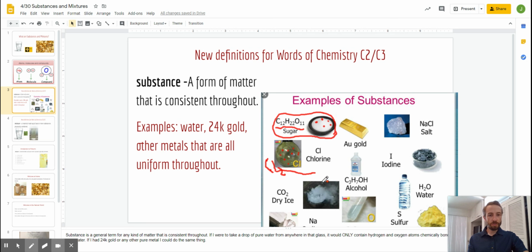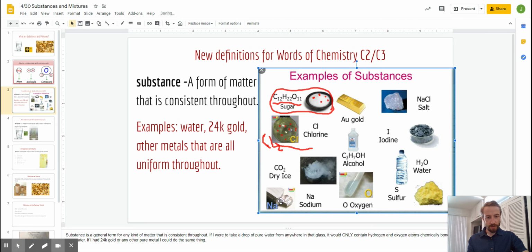CO2, which is dry ice, which is CO2 in its solid state. And it looks like my picture got cut off here. I can move that up for you. We have sodium in its solid state. So all of these can be considered substances. Once we figure out what compounds are in them, we can write them out as a chemical formula.